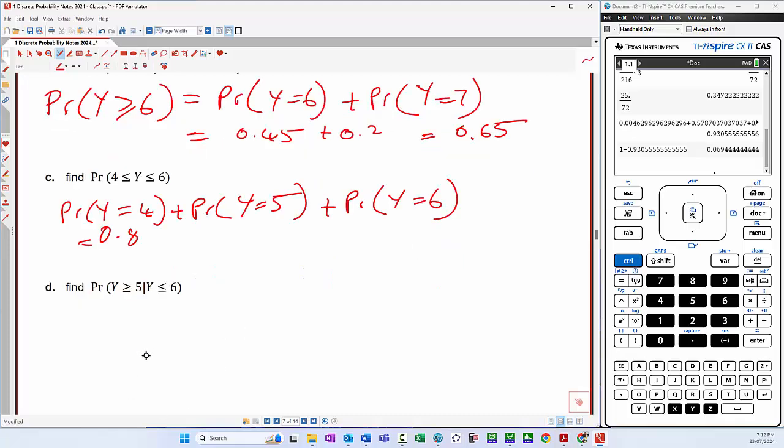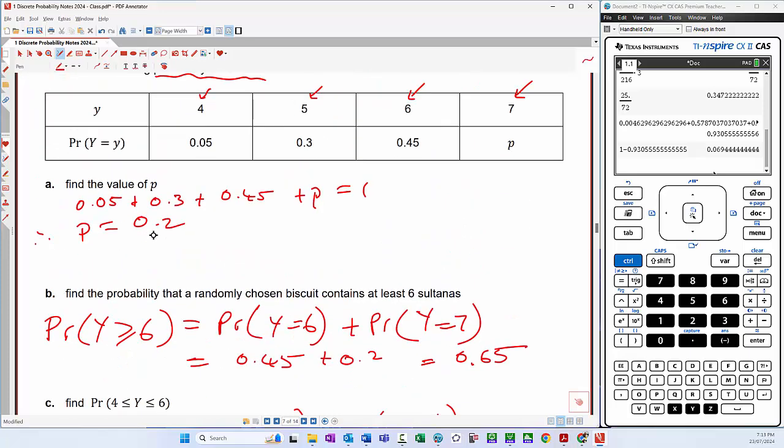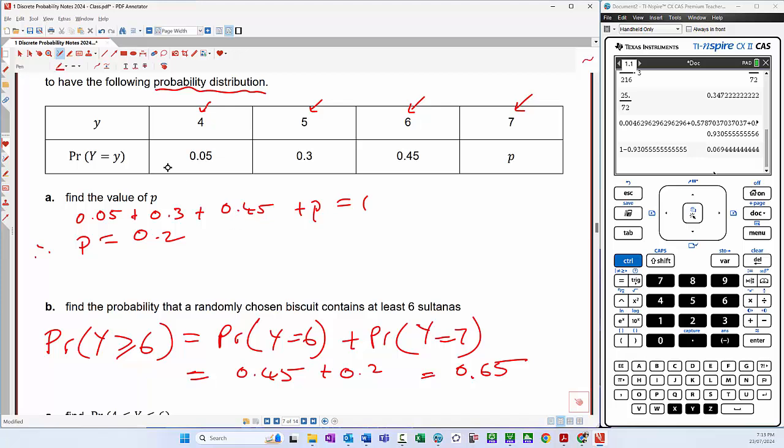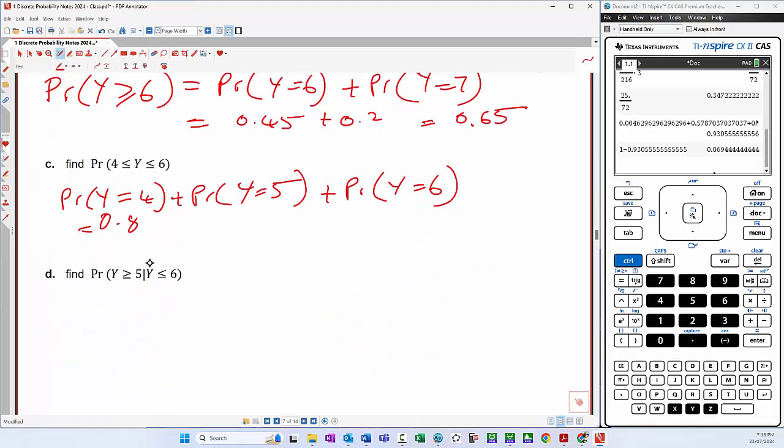Okay, so here is our conditional question, and this is the way they invariably go. So the chance that it's greater than or equal to 5, given that it is less than or equal to 6. So what we know is that the sample space now is not 1 anymore because this can't happen. We've been told that the random variable is less than or equal to 6. So it's given that this condition here.